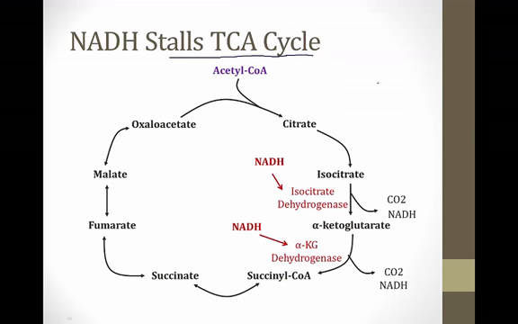I talk about the TCA cycle in detail in another module, but for our purposes here, recall that NADH, when the levels get high, can inhibit the enzyme isocitrate dehydrogenase. They can also inhibit the enzyme alpha-ketoglutarate dehydrogenase. So as a result of inhibition of both of these enzymes, the TCA cycle slows down.